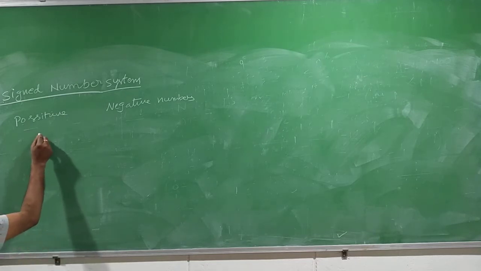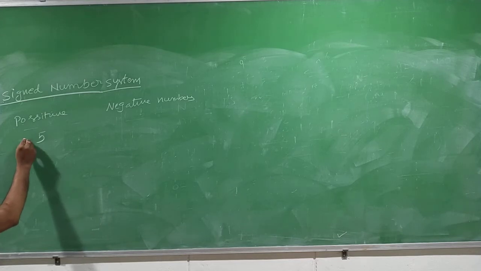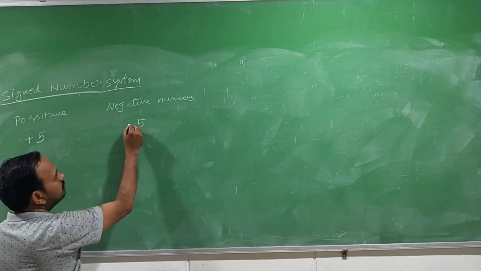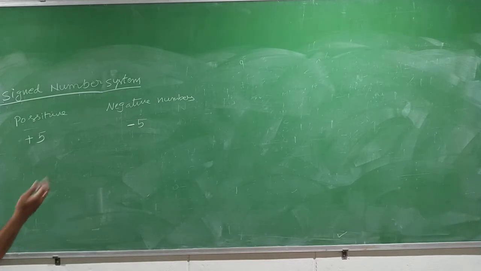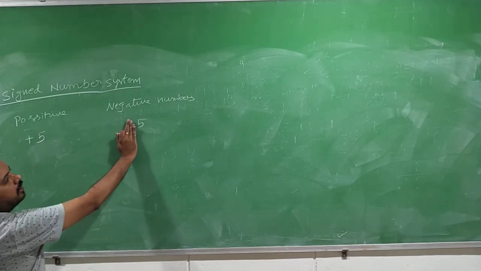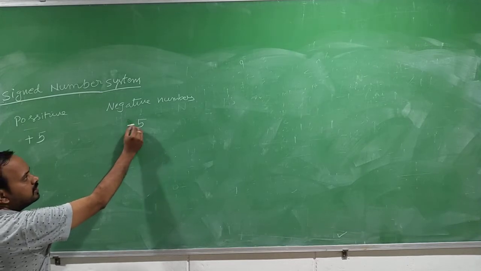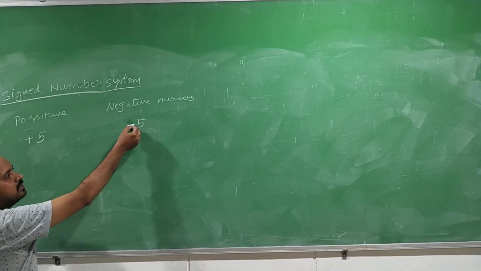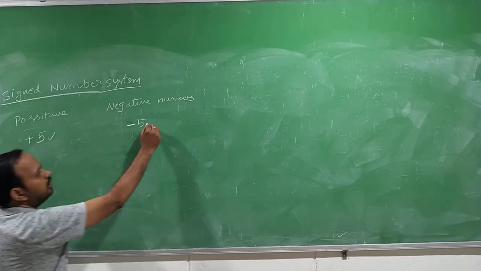We all know that. For example, 5 is there. If I am not mentioning anything in front of 5, this is a positive 5. If you want, we can write a symbol like plus 5. And for negative 5, we need to mention a minus sign in front of the 5. Then only we can represent that it is a negative number. If you are not writing the minus sign, then this will be positive 5. If you put the minus sign, explicitly you are saying that this 5 is a negative 5. Using a paper and pen, you can write positive 5 and negative 5.